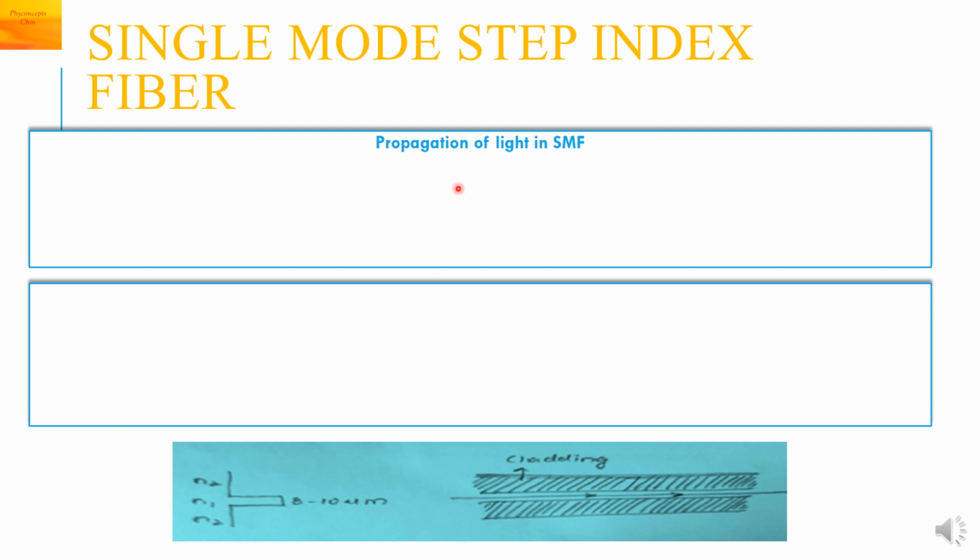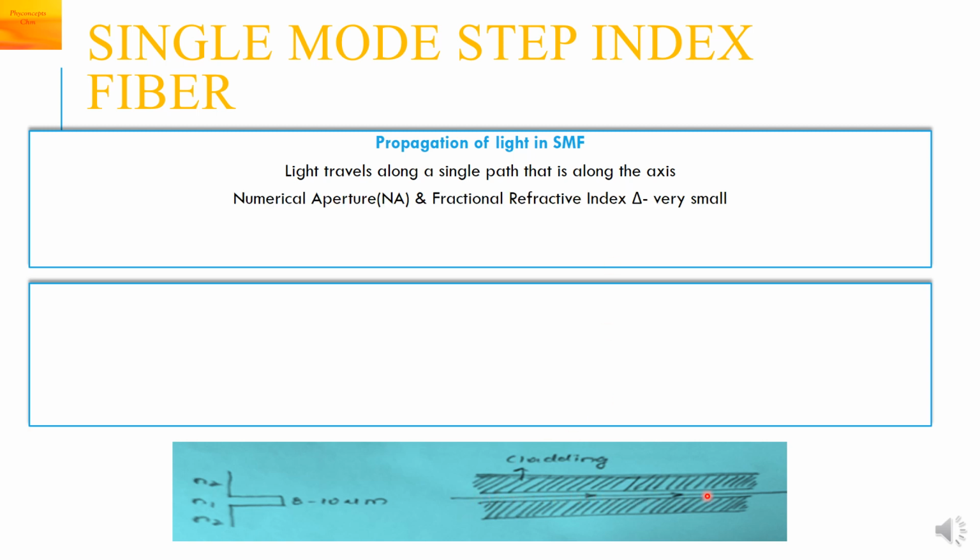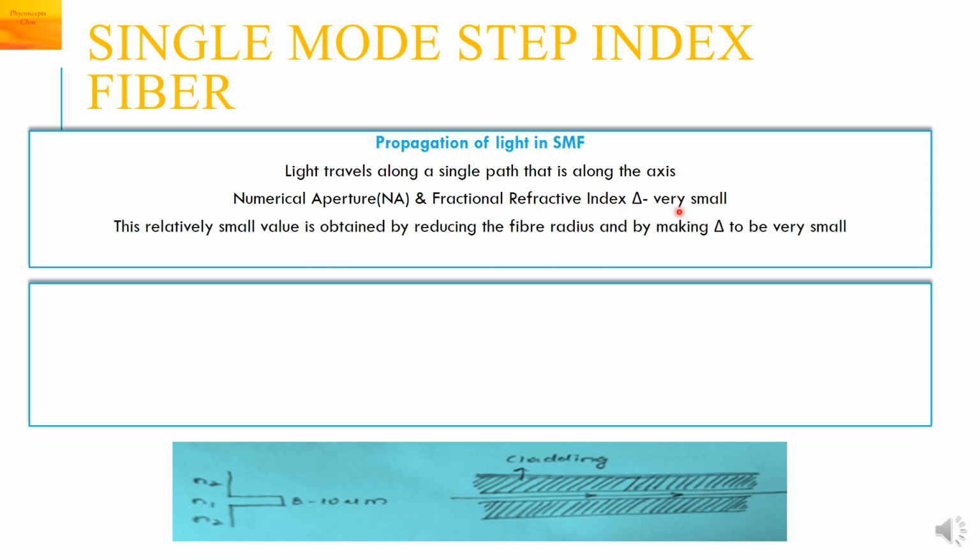We will study the propagation of light in a single mode fiber. The light here is traveling along a single path along the axis, hence we call it a single mode. There is only one ray traveling. You can see in the diagram that one ray is traveling along the axis. Numerical aperture and the fractional refractive index are very small here. This relatively small value can be achieved by reducing the fiber radius and by making delta, the fractional refractive index, very small.